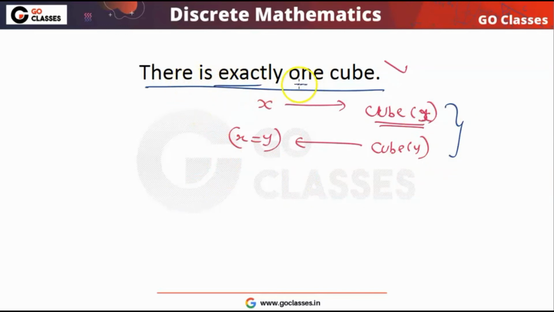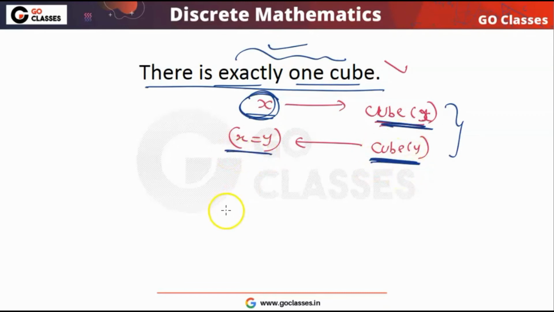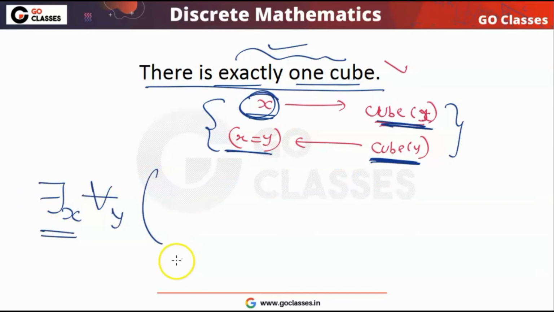There is exactly one cube. It means there exists some x which is a cube. Exactly one cube means there is at least one cube, so this x must be a cube. And also, if y is a cube, then definitely y must be equal to x. Now we can combine these two, and we can say that there exists x for all y. This means for all y, if y is a cube, then it must be equal to x.